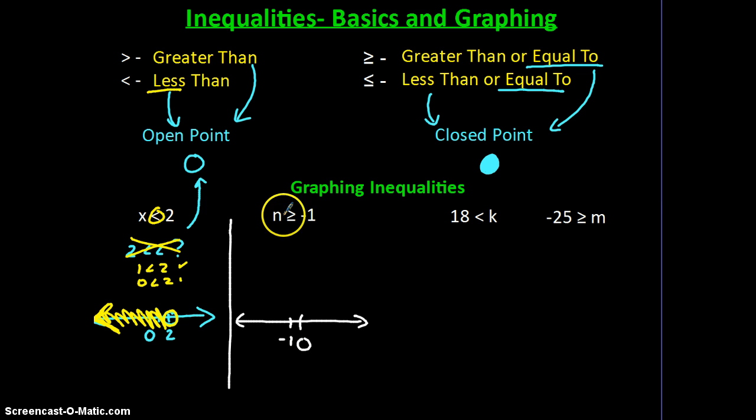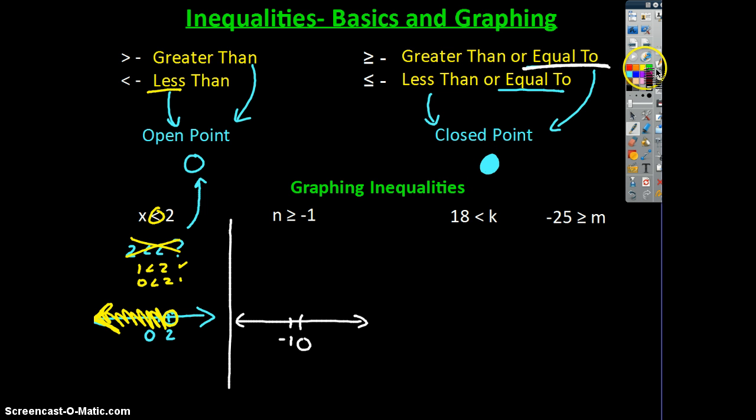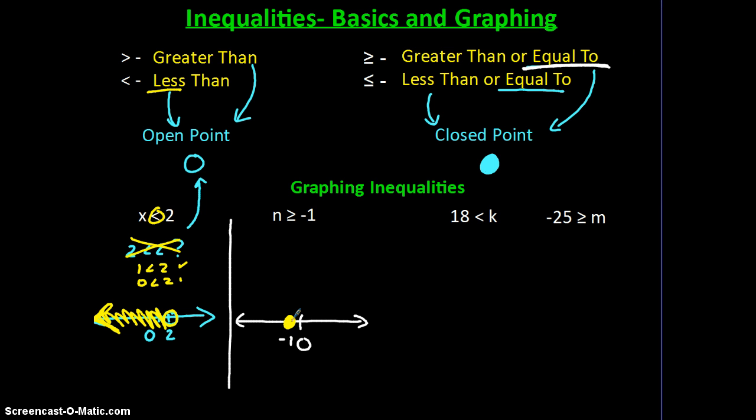And now I look at the inequality sign. I read it again. N is greater than or equal to, keyword, equal to. Therefore, closed point. I'm going to plot a closed point at negative 1. So here's my closed point at negative 1. And now I figure out where the shading goes. Well, where are the numbers that are greater than negative 1?